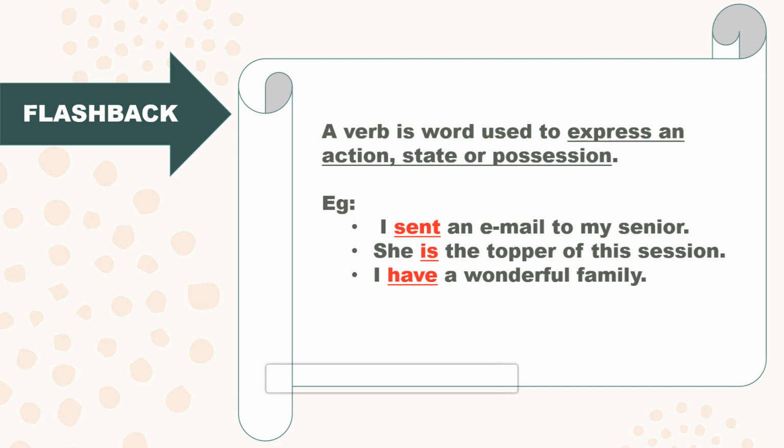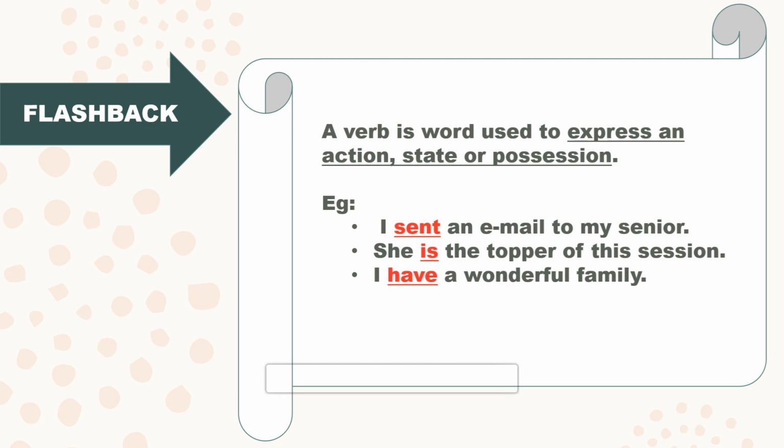Now the last one, possession. Possession, as I've already told you, is something which you have. So what are the words which show possession? For example, I have, I had, he has. So has, have, had. These words show possession. Here I have chosen the word have. I have a wonderful family. Now what is my possession? A wonderful family. So here the word have talks about possession. So, a verb is a word which expresses an action, state, or possession.